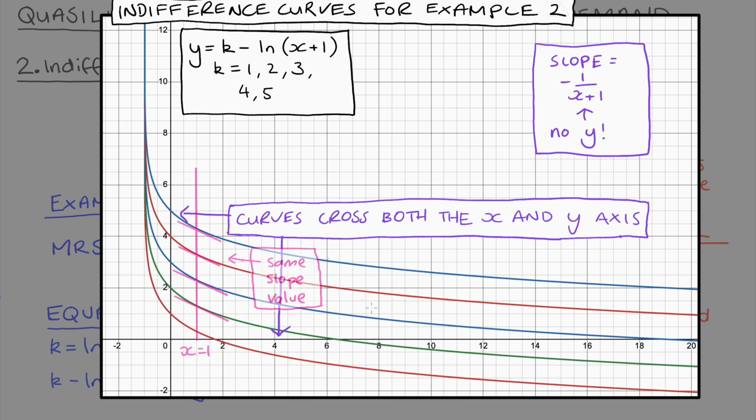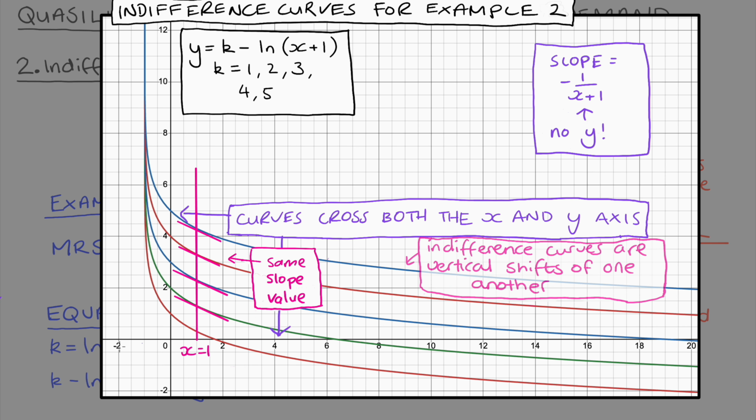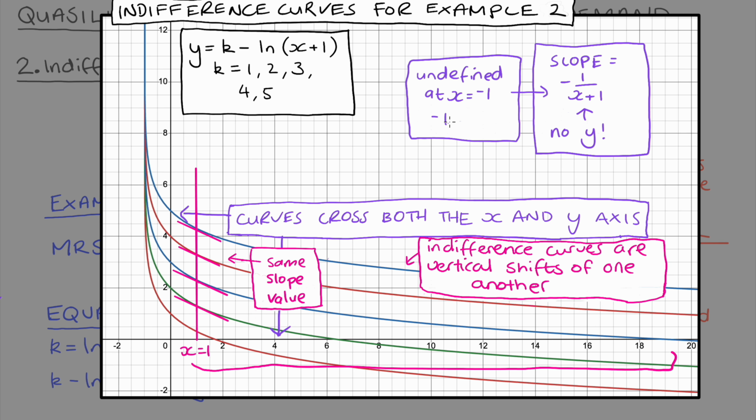And this means, just like our first example, for every x value, every indifference curve at that x value will have the same slope, like I've drawn here at x equal to 1. And we have that same feature that our indifference curves are vertical translates of one another. Every x here is associated with a single unique slope value. We can also note that the slope is undefined at x equal to negative 1, since setting x equal to negative 1 would render the denominator equal to 0. So we have an asymptote at x equal to negative 1.